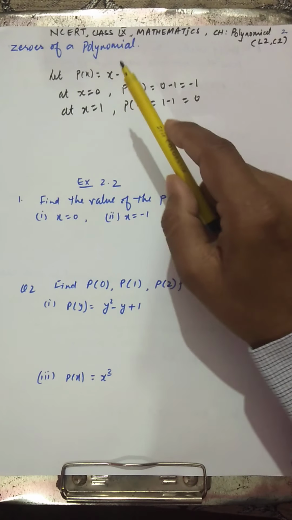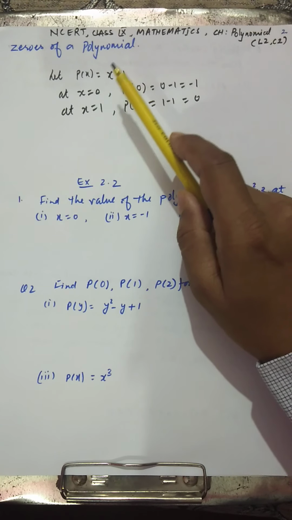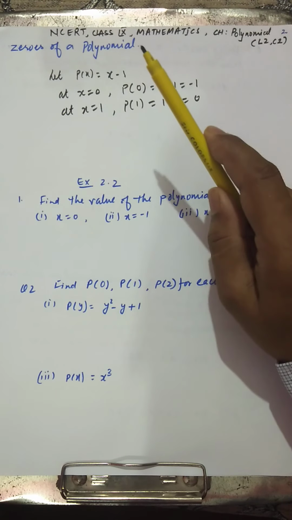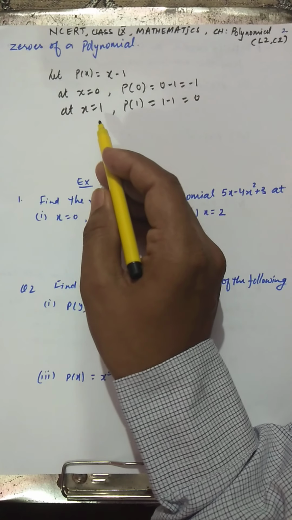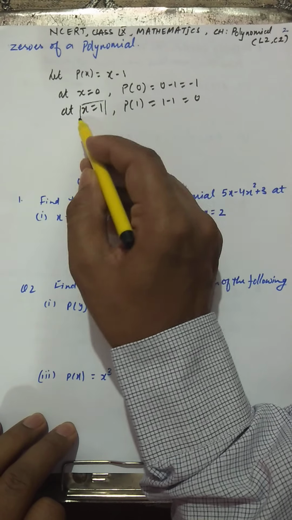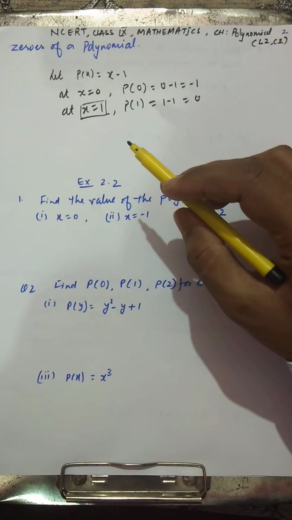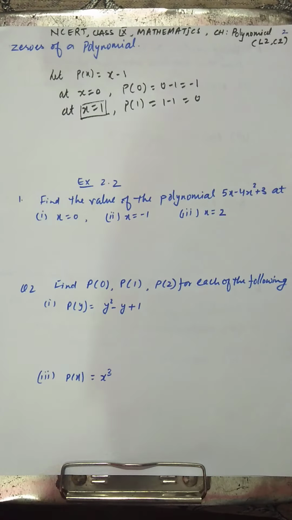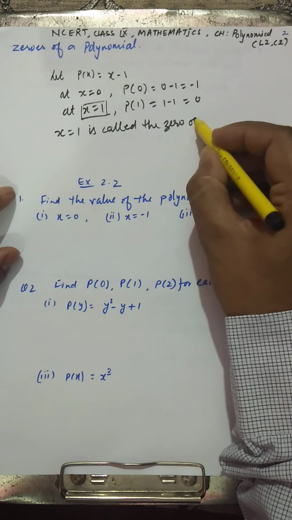The answer to this question is no. Why are we saying no? Because this polynomial is a linear polynomial, so at most it can have one value of x which can make this polynomial 0. This particular value is called the zero of the polynomial, because at this point of x the value of the polynomial is coming as 0. So x equal to 1 is called the zero of this particular p(x).